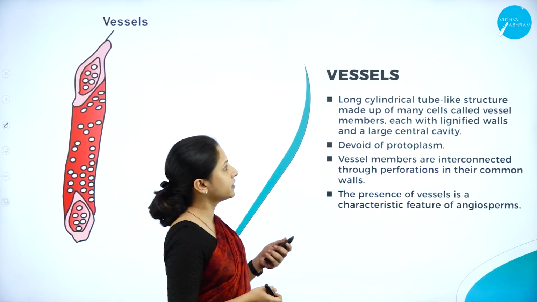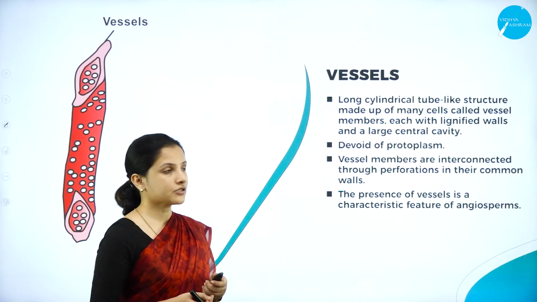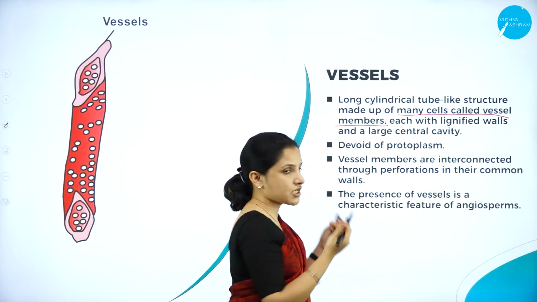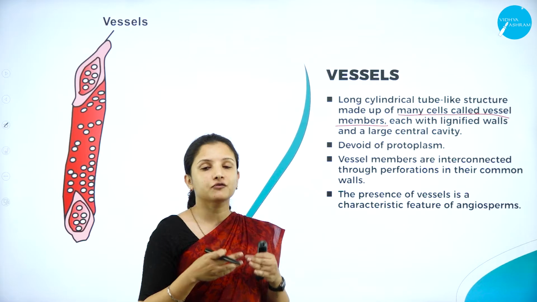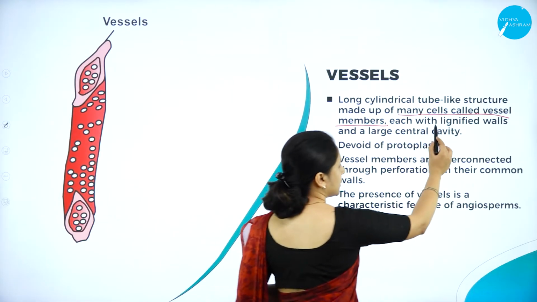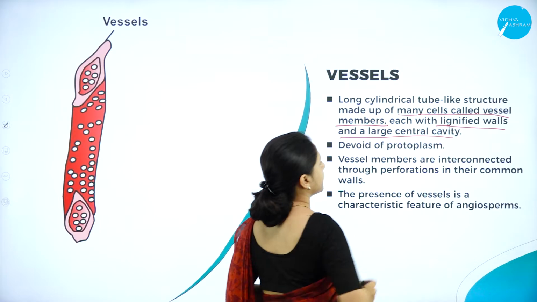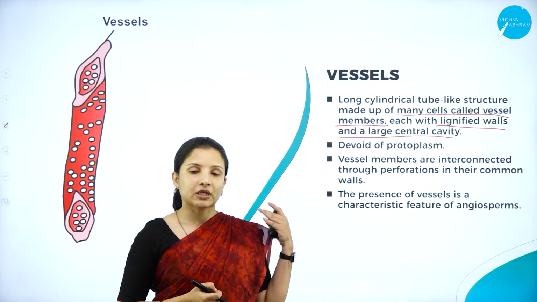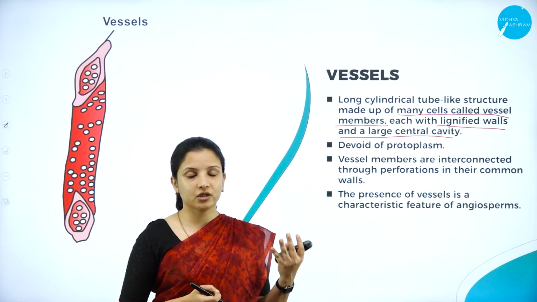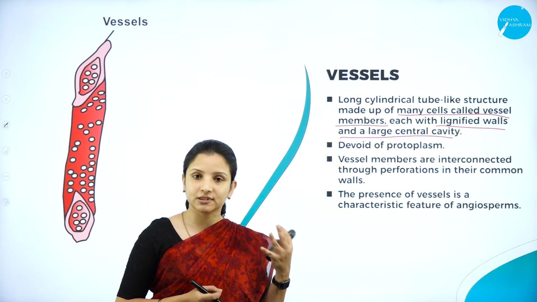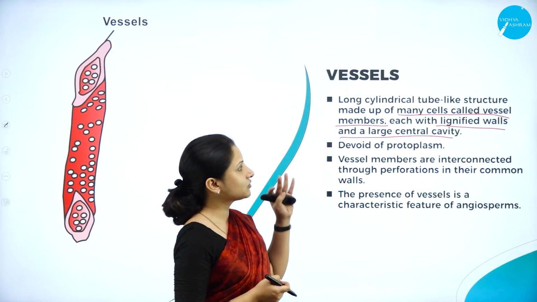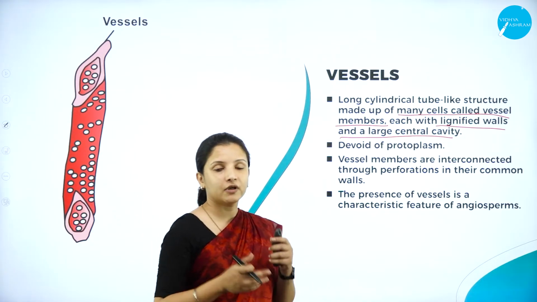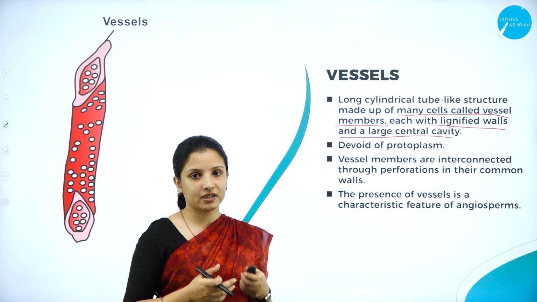So vessels are usually long, cylindrical and tube-like structures, and they are made up of many cells which are called vessel members. Each of these vessel members come together to form a vessel, and they have lignified walls and a central cavity. Like the tracheids, which had lignin deposition in the wall, unlike the parenchyma wherein there was cellulose deposition, these vessels also have lignin deposition on their wall, and they also have a lumen, that is, a large central cavity.